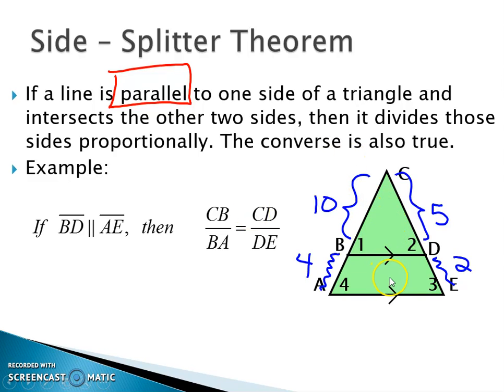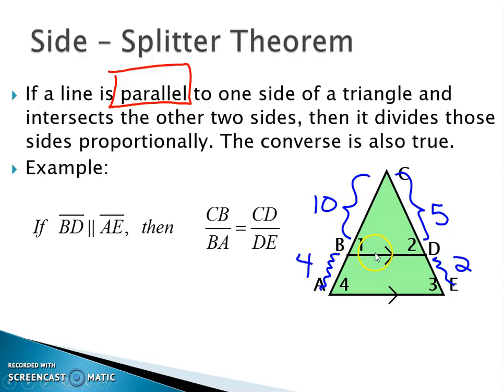Take a look at these two triangles. You have a triangle here, and if you have 1, 2, this line is parallel to this line. So the bottom side of this triangle is parallel to the bottom of this big triangle. They're parallel to each other. Then, if it does that, it splits this. That's why it's called the splitter theorem. It divides these two sides proportionally.